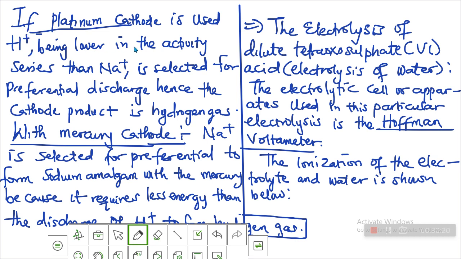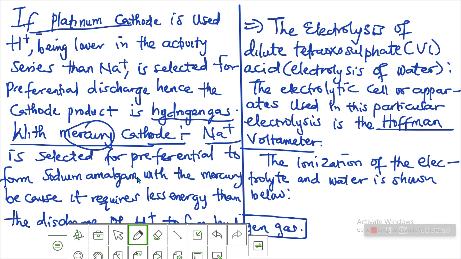I hope you understand. So the product will be what? Whenever hydrogen discharges, hydrogen gas will be formed. I'm going to write the equation if time permits. Now with a mercury cathode, Na plus is selected for preferential discharge. If we now use a mercury cathode, you know that mercury is not an inert electrode. Why is it that we chose sodium, despite the fact that sodium is higher than hydrogen? The reason is that sodium is going to react with mercury to form what?